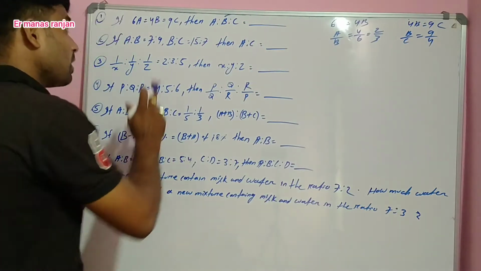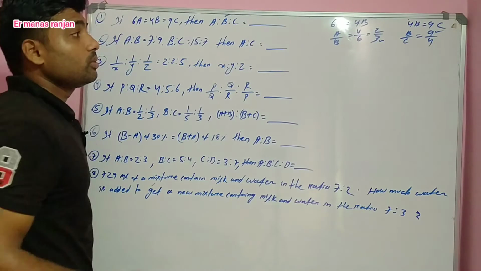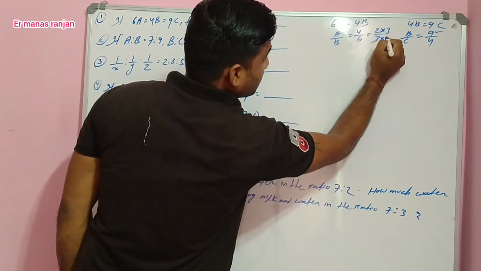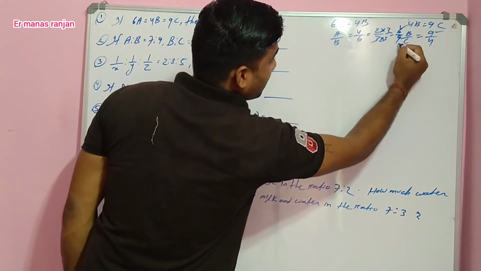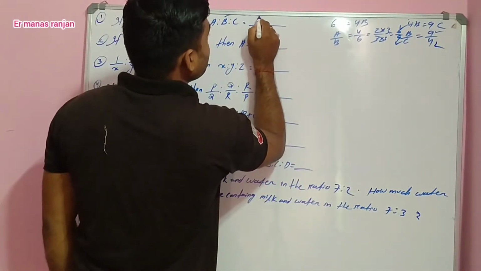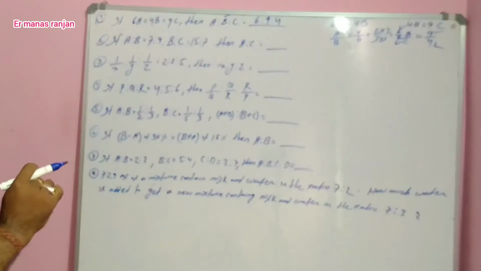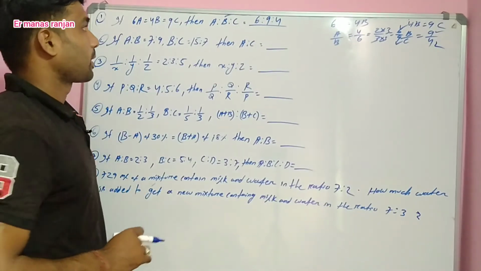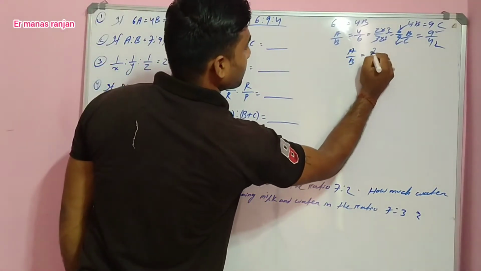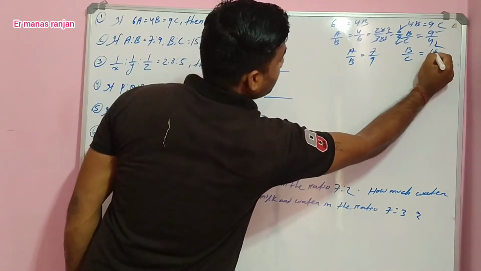Understood? A is to B is to C. Here B is 3, here B is 9. So convert into the same number. What you multiply with 3, you will get 9. So 3 into 3, 6 by 9. This one is A, this one is B, this one is C. So A is to B is to C equals 6 is to 9 is to 12. Understood?